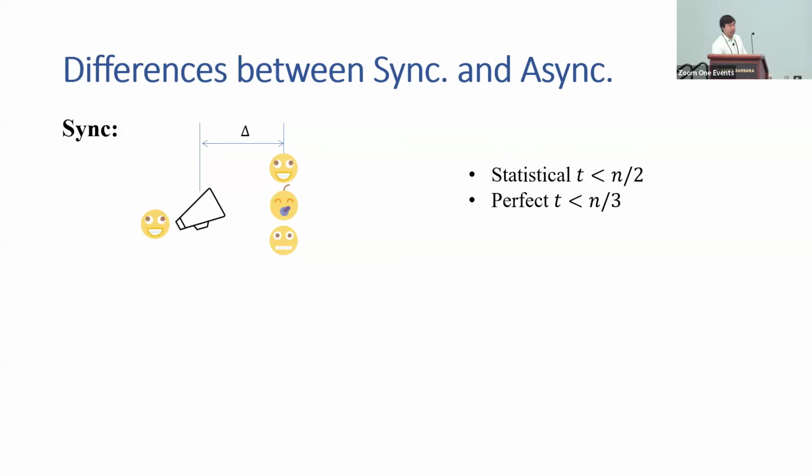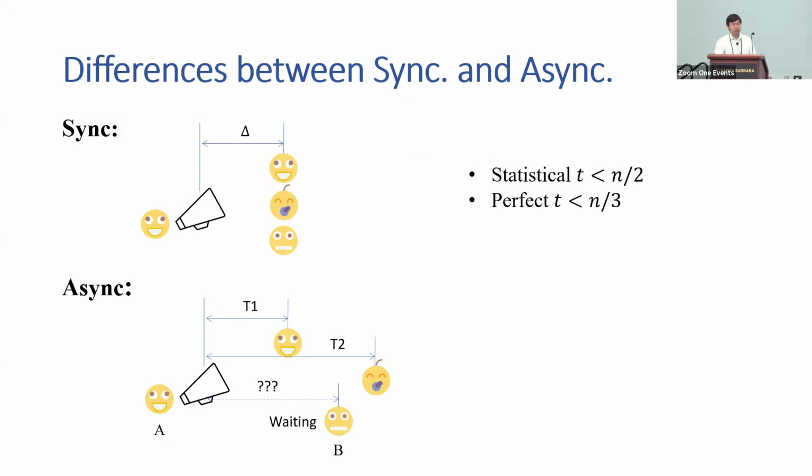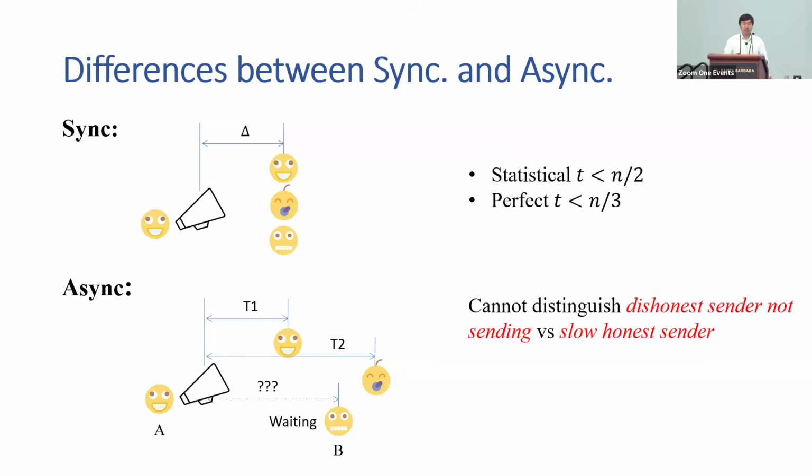And in the perfect setting, we can tolerate n/3 corruptions. When we move on to the asynchronous settings, parties get messages at different times, right? And if a receiver is waiting for a message, he cannot really distinguish between the case where the sender was honest and his message is being delayed, compared to the case that the sender is actually corrupted and in fact did not send a message. And as a result, we can only achieve statistical MPC up to n/3 corruptions and perfect security up to n/4.